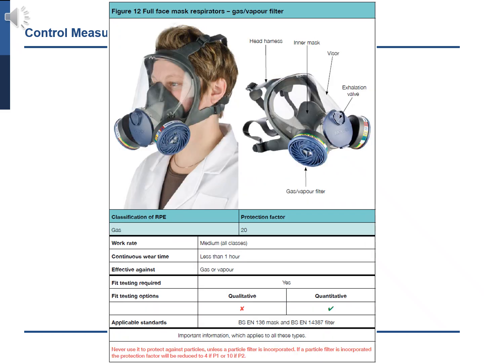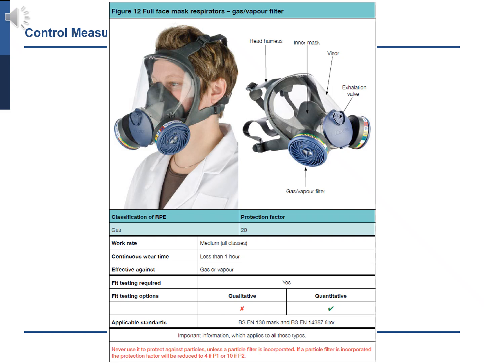Full-face mask respirators with gas/vapor filters, usage guidelines. Classification and protection factor. Gas, protection factor of 20. Work rate, suitable for medium work rates across all classes. Continuous wear time, recommended for less than 1 hour. Effectiveness, effective against gas and vapor.